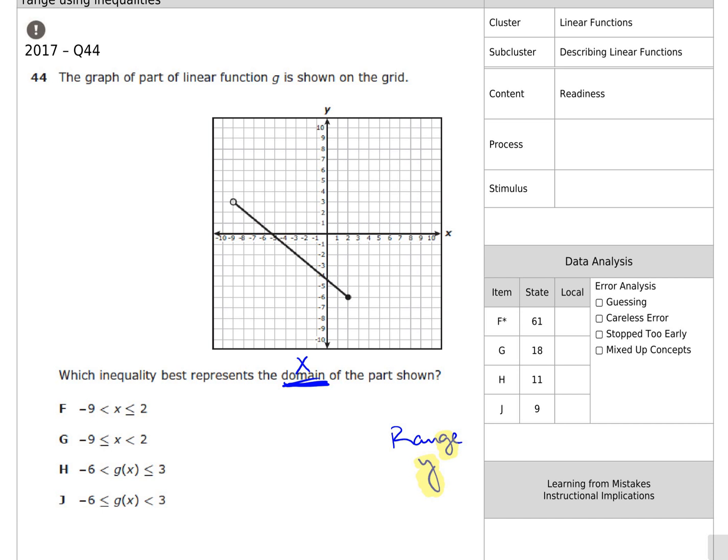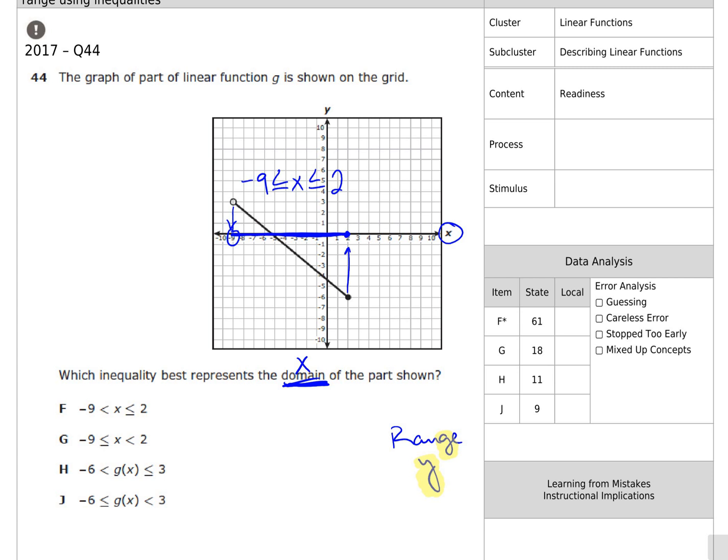Alright, so since we know that it's asking us what domain values, what X values, we're looking at the X axis, which is this axis. So we're going to squish this line to the X axis. This open circle comes down to the -9. This closed circle comes up to the 2. And the line is squished down to everything between those two values. So our domain would be from -9, and then over here is 2, X is in the middle, and it's everything in between.